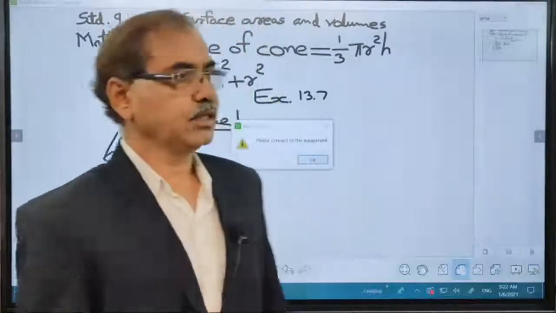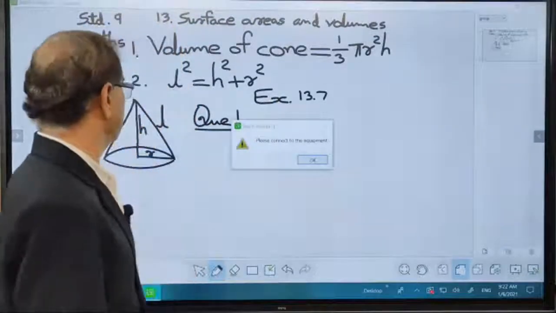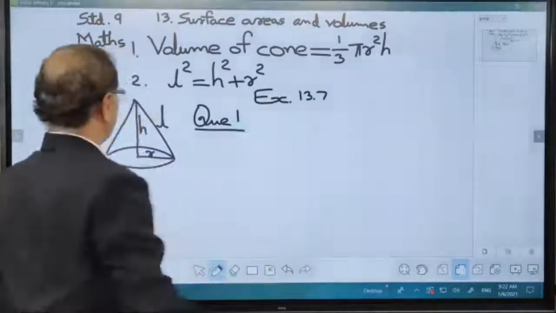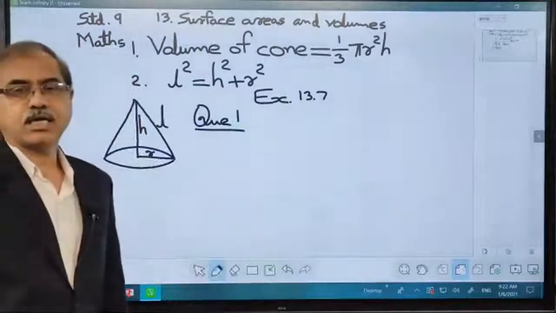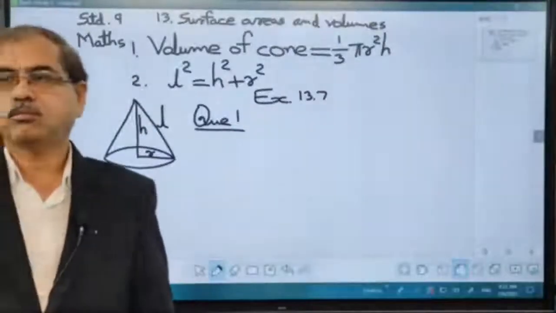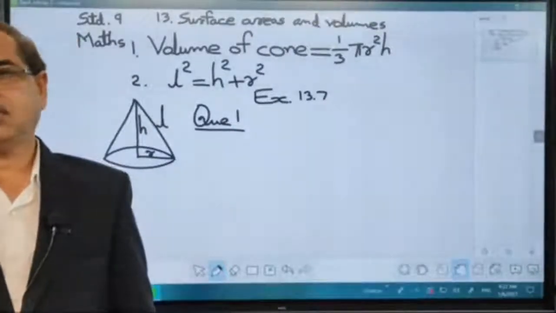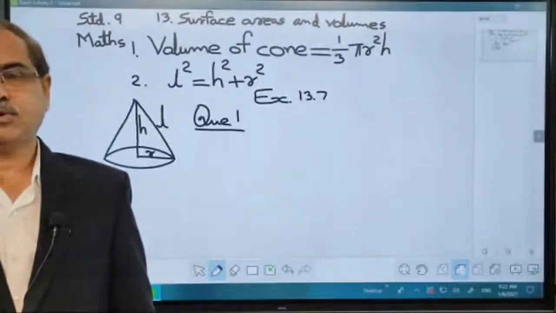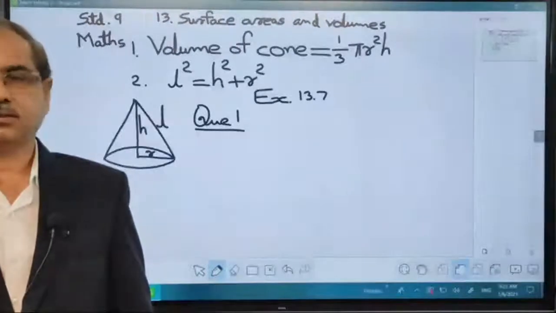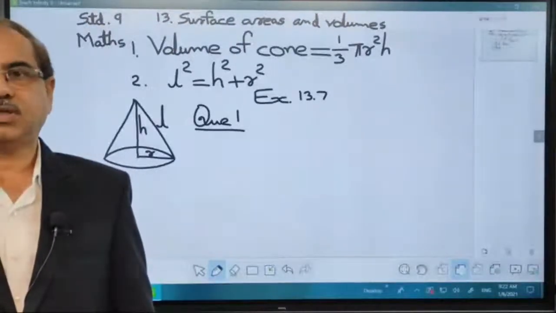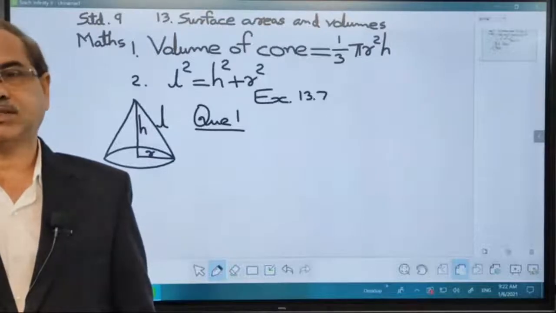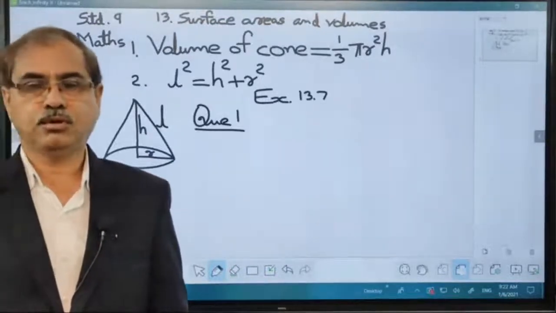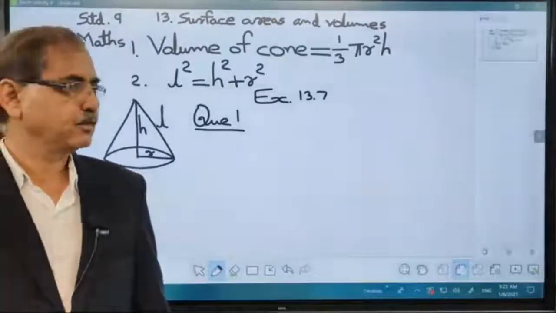Now you may look at the screen. On the screen, I have drawn the diagram of the cone. Most of you are familiar with the conical shape. All of you like ice cream, and you must have purchased ice cream cones. That shape we are going to talk about, and how to find out the volume of such shaped objects.